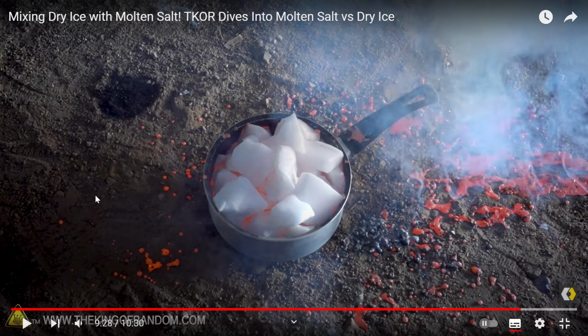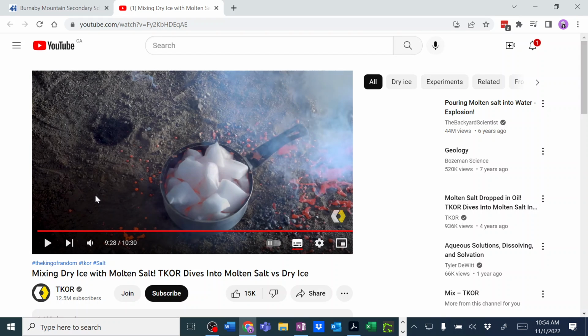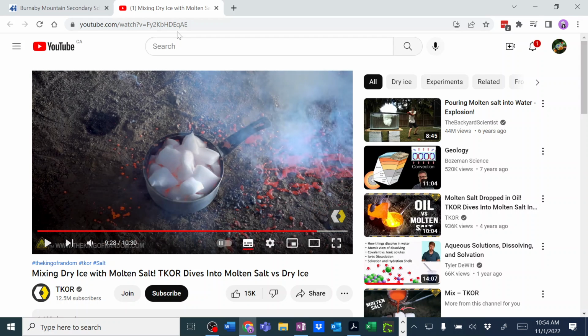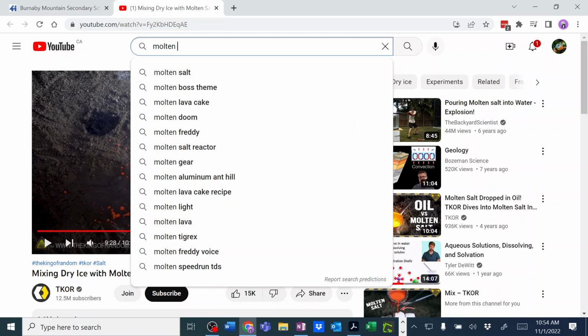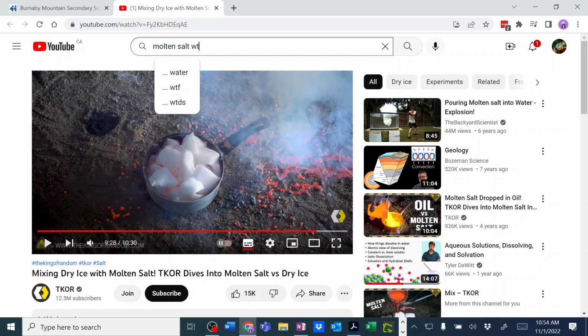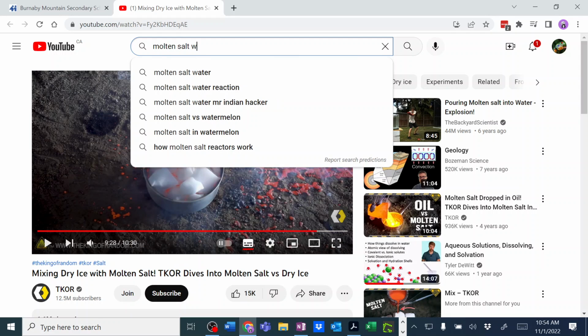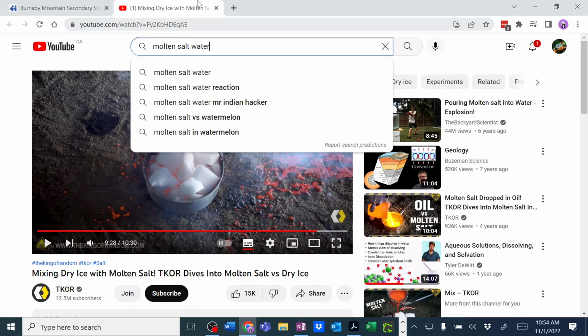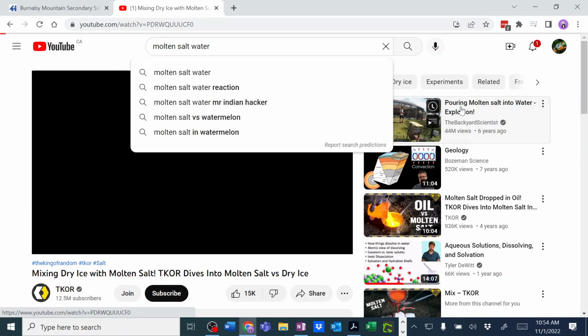Okay. Watermelons with what? With molten salt? Okay, why don't we take a look for that? Molten salt and water. Whoops. Oh, this one here, Backyard Scientist? Okay.